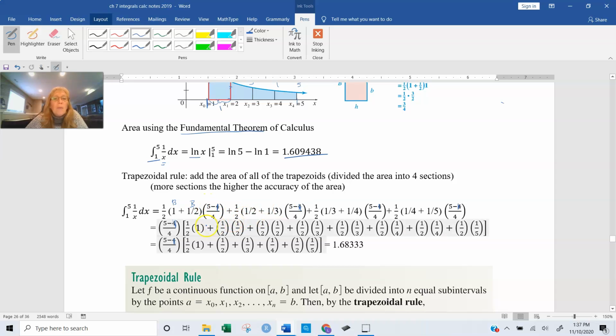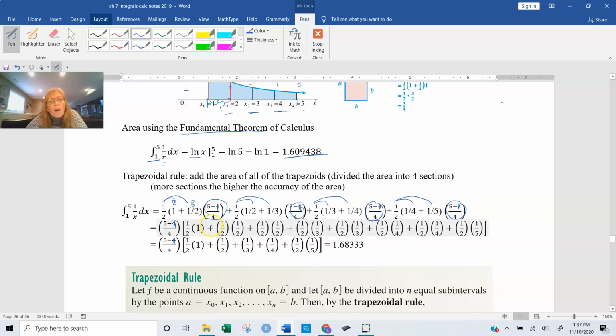And then it's 1/2. The second one, now we're going from the 1/2 to the 1/3 up here, times your width, 1/2. Now you're going from the 1/3 to the 1/4, times your width, 1/2, 1/4 to the 1/5, times your width. Now, let's distribute these halves all the way through. I have this for every single one, correct? So I'm just going to factor 5 minus 1 over 4 out. All right, so now I just have my parentheses left. So we got 1/2 plus 1/2 times 1/2, 1/2 times 1/2, 1/2 times 1/3, 1/2 times 1/3, 1/2 times 1/4, 1/2 times 1/4, 1/2 times 1/5.